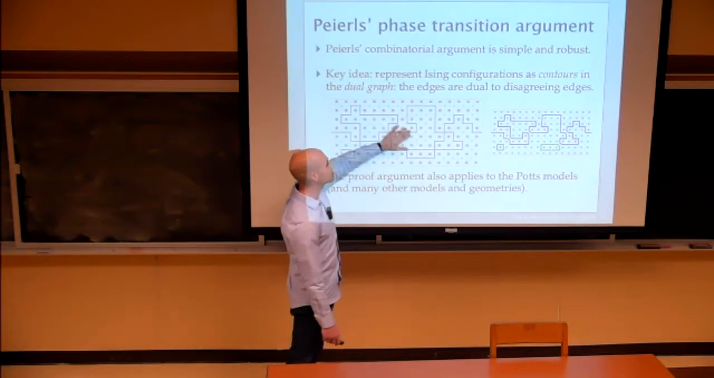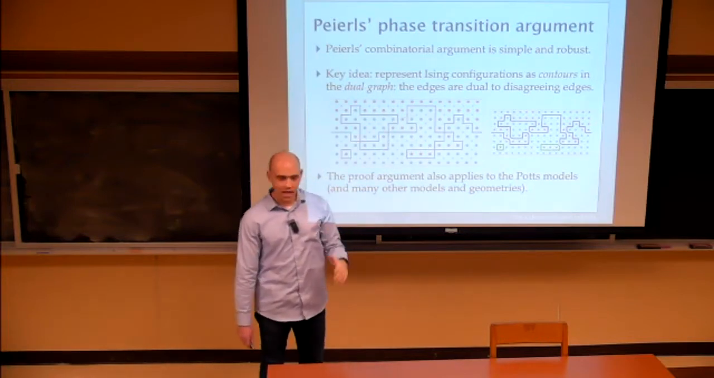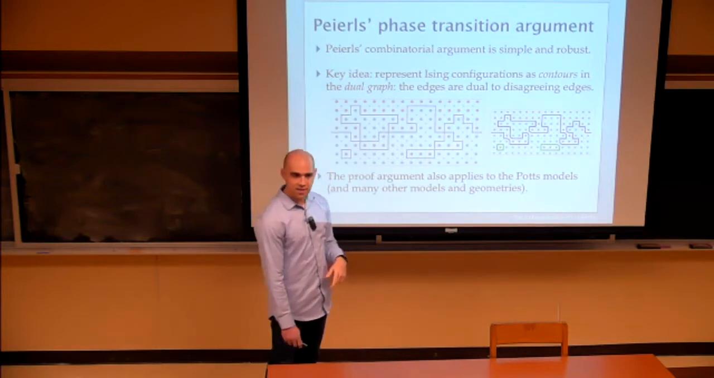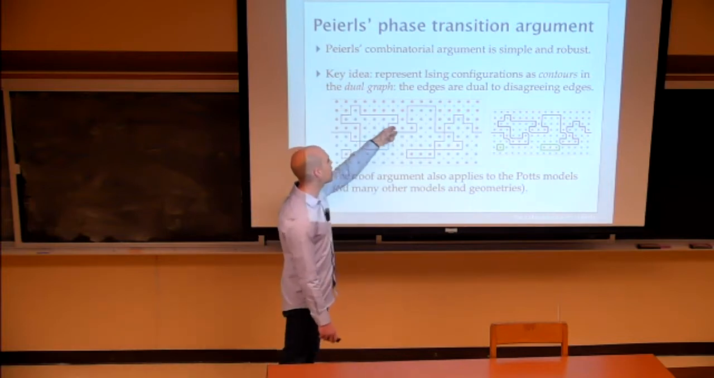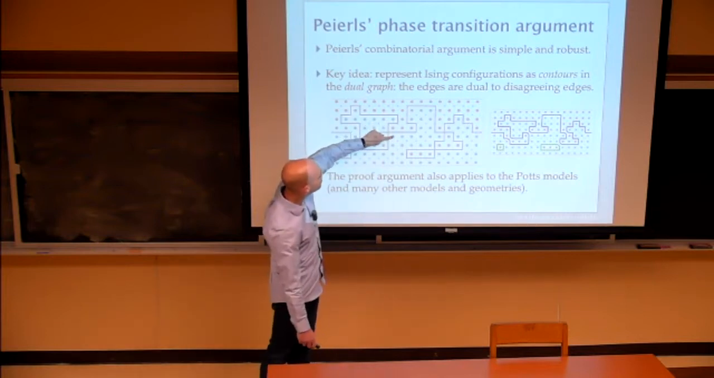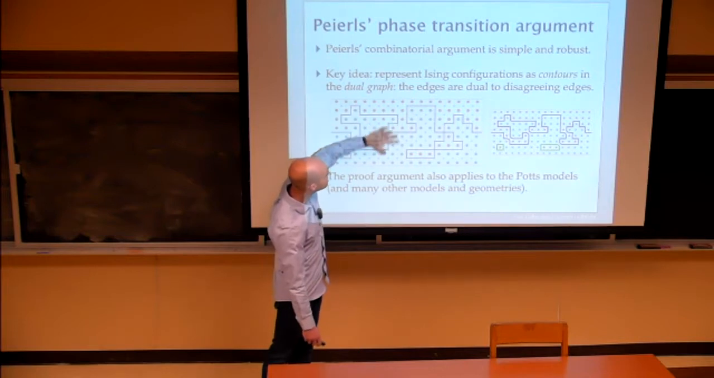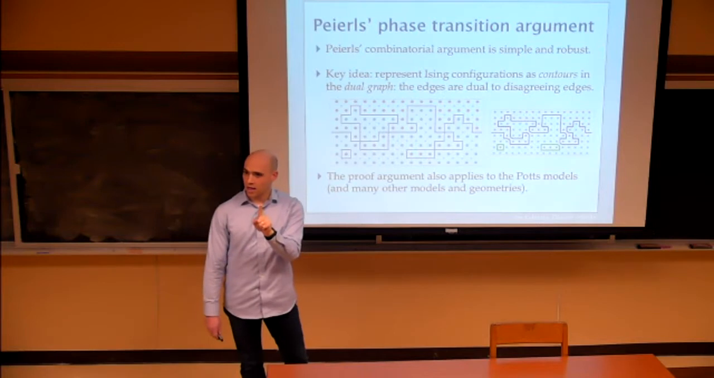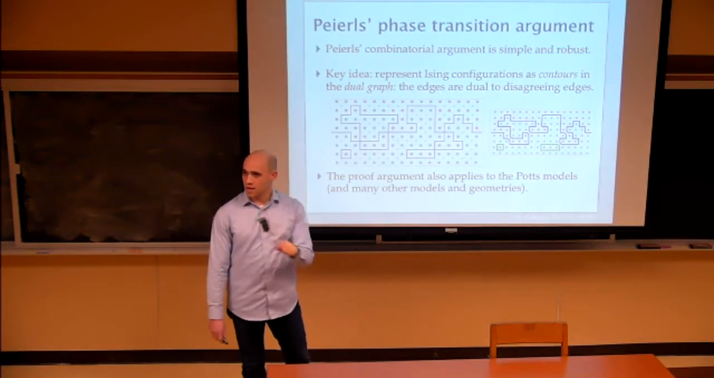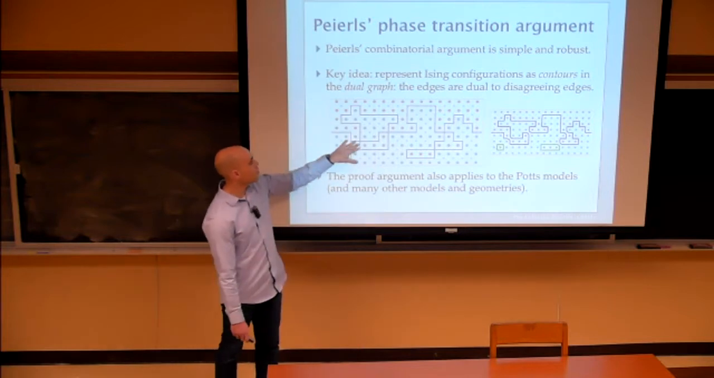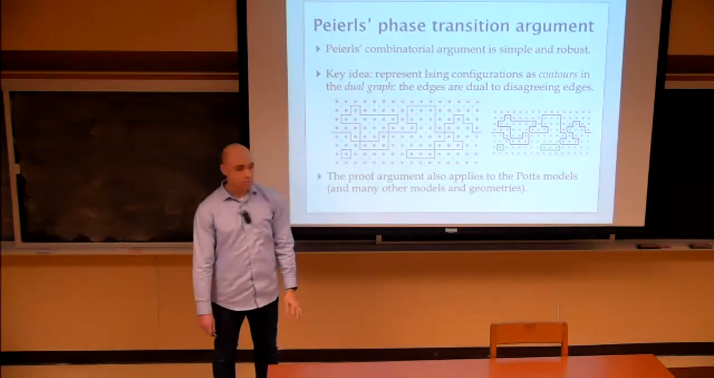We have reds and blues, pluses and minuses, and we can toss in a dual edge whenever there's a disagreement between the two spins. Whenever you have a red and a blue that are adjacent, I'll place the dual edge to that edge along which there's a disagreement. And this creates a set of lines, contours.